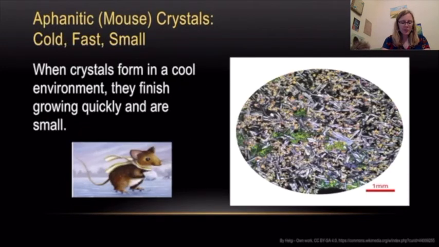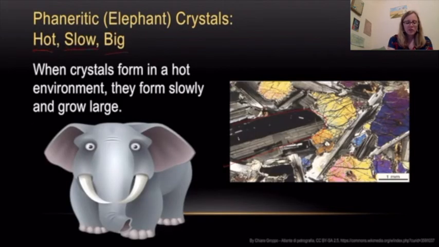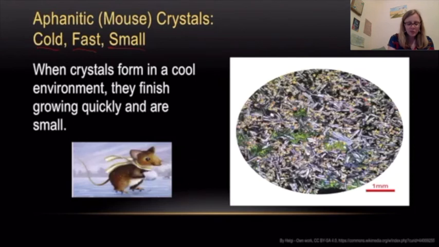Aphanitic crystals are grown in a cold environment. Because it's cold, they become solids much faster. The minerals end up being quite small. So think of a little mouse in the winter in Mongolia where it's really cold. Small minerals that grow, then it moves really fast, right? Elephants move slowly, mice move quickly. So aphanitic: small crystals formed really quickly in a cold environment.